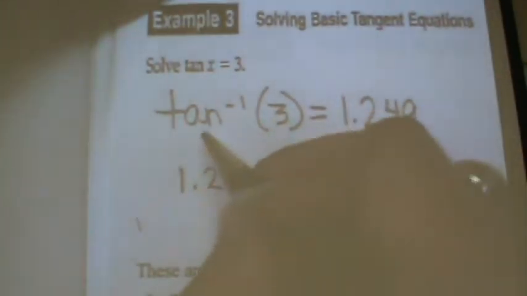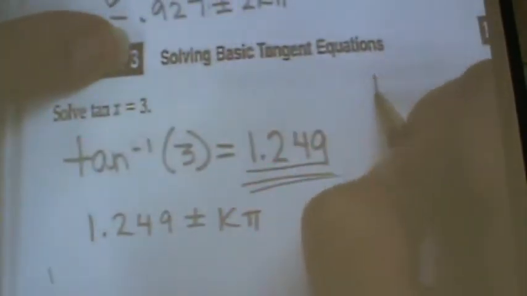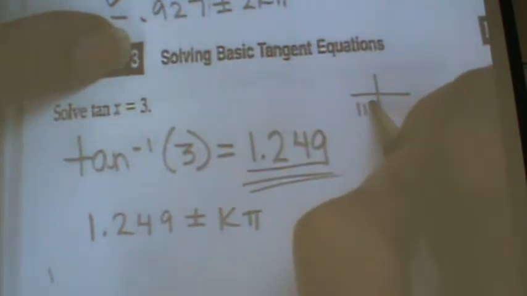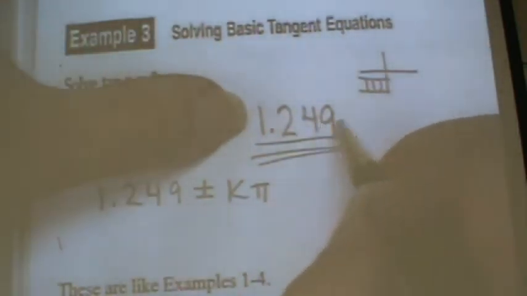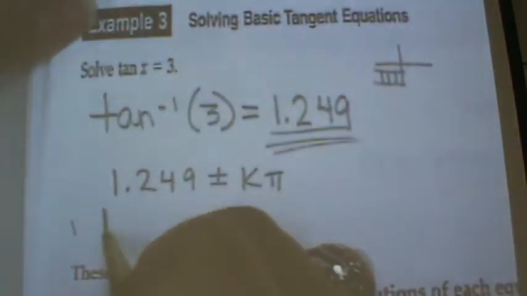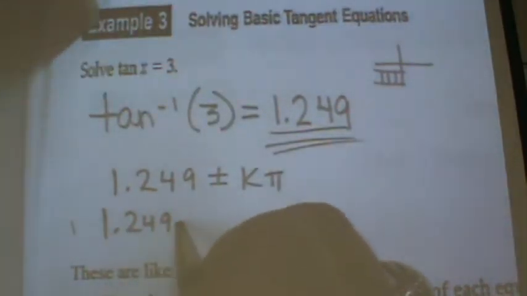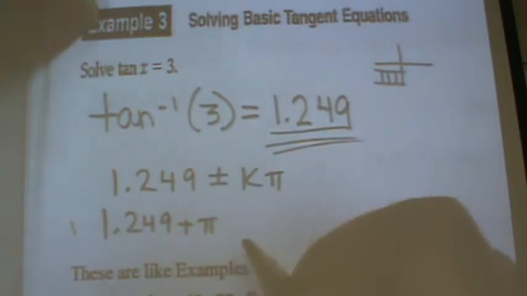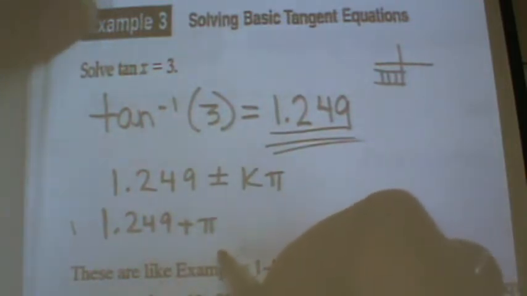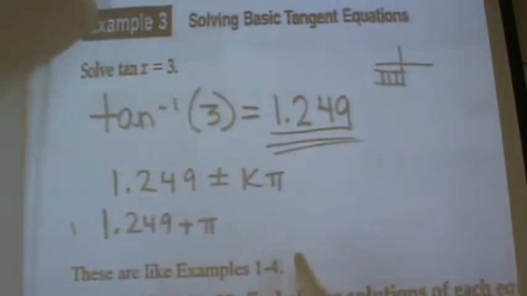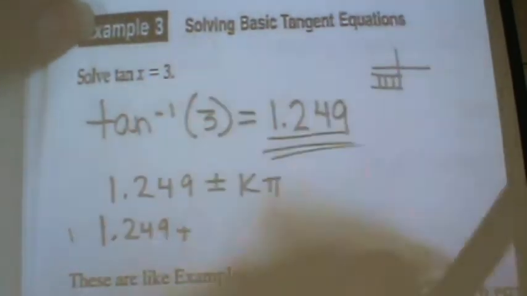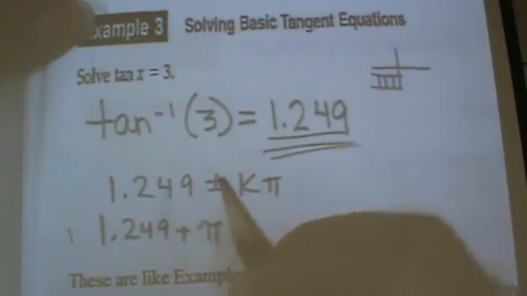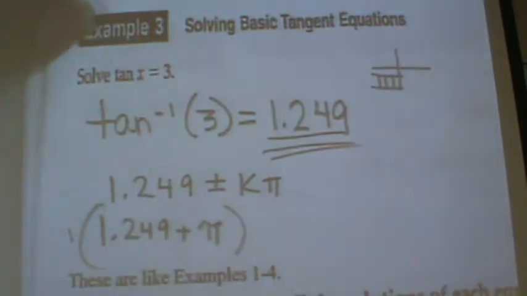Where else is tangent positive? In quadrant 3. So the other way to get this answer is to take this answer and add what? Pi. So it's pi plus that answer, and then plus, if you want to add 2k pi, to both of these if you did them separately. So the other answer would be pi plus 1.249.